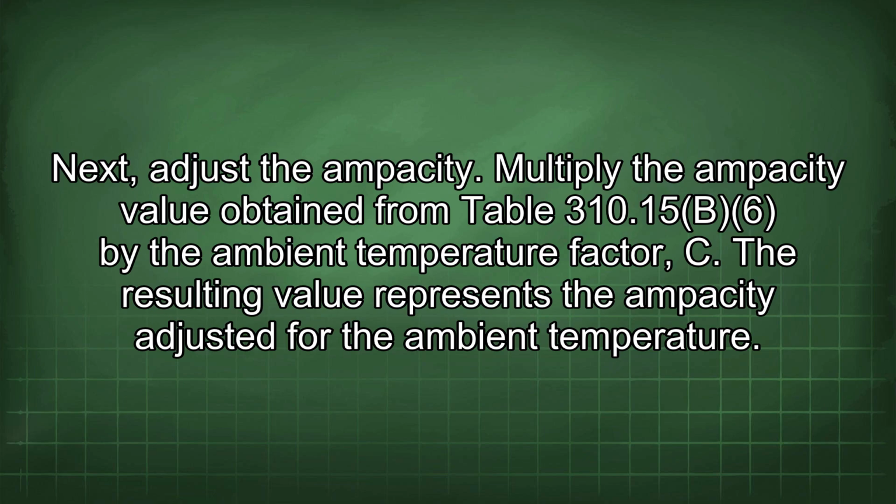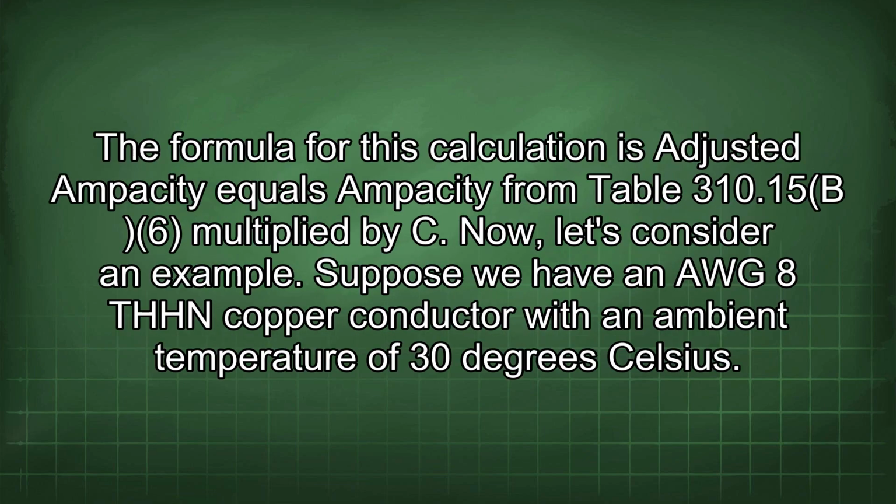Next, adjust the ampacity. Multiply the ampacity value obtained from Table 310.15(B)(6) by the ambient temperature factor, C. The resulting value represents the ampacity adjusted for the ambient temperature. The formula for this calculation is: adjusted ampacity equals ampacity from Table 310.15(B)(6) multiplied by C.